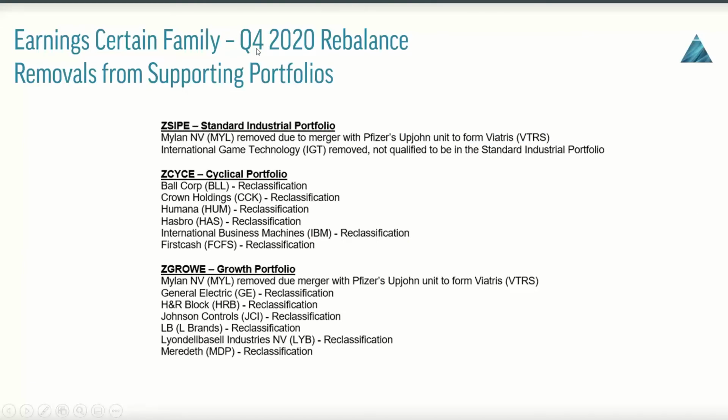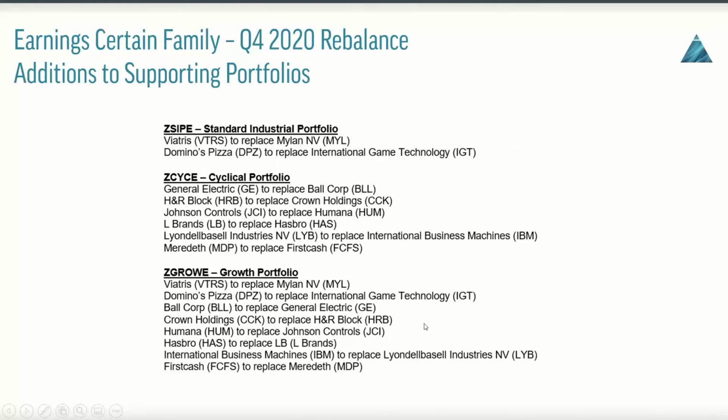So the earnings certain family rebalance for the fourth quarter of 2020 is complete. I completed it last week. And out of the supporting portfolios, we call these our equity select list. Everyone gets access to these in advisor tools as well as the Zacks research system. Many changes to the standard industrial portfolio. I've reclassified several stocks in the cyclical and growth portfolio. We're not going to go through all these today. These are changes that I make each quarter during my evaluation of all 400 names.